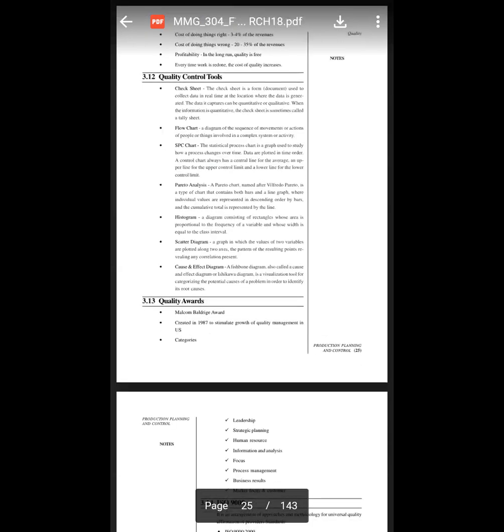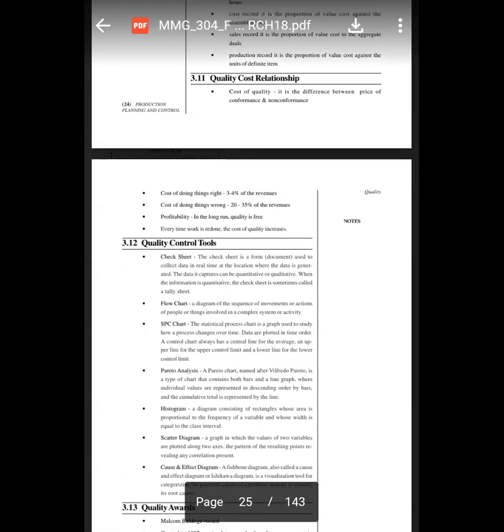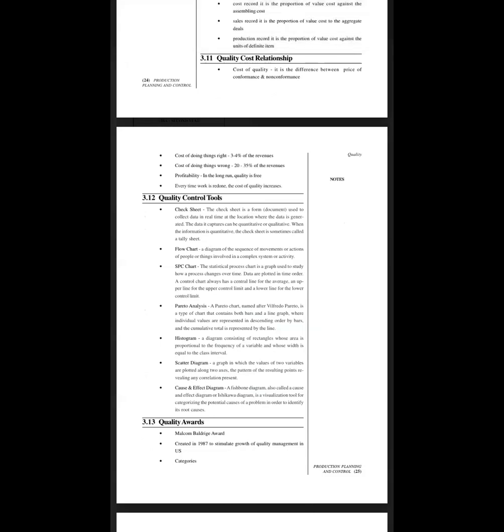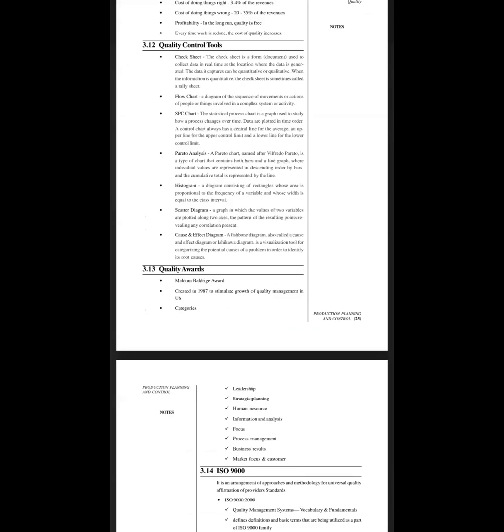Now there are a few quality control tools which they have given: check sheet, flow chart, SPC chart, Pareto analysis, histogram, scatter diagram, cause and effect diagram. So these all are the quality control tools. Then quality awards, they have also given focus to the quality awards.